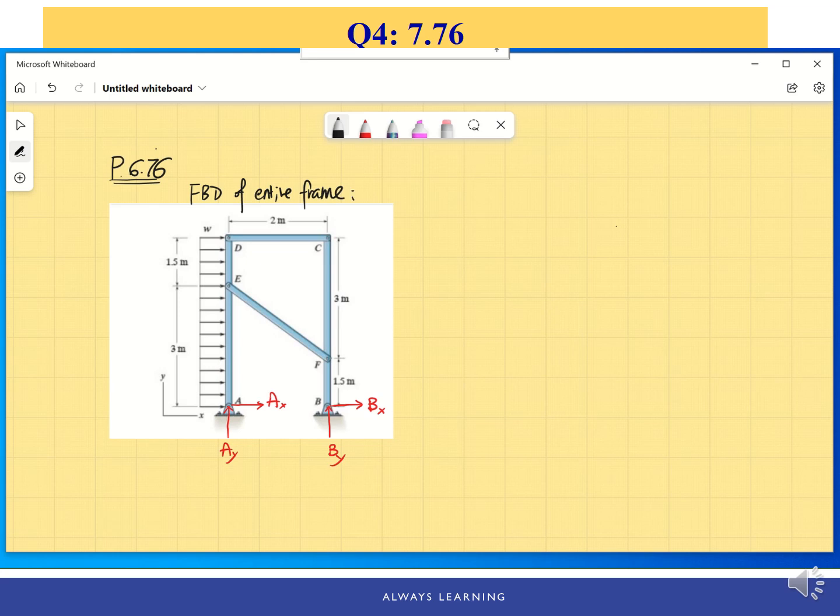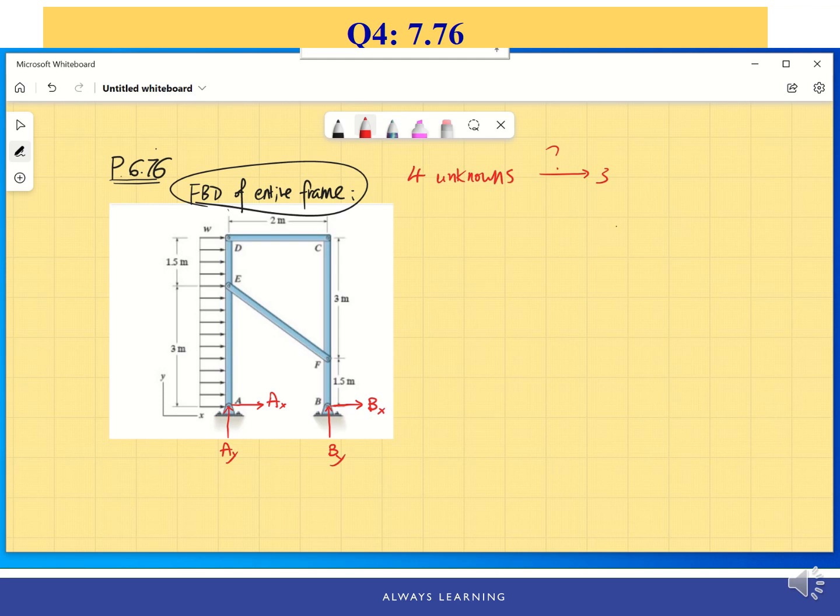Like this. However, we have four unknowns, right? Now we have, from this free body diagram of the entire frame, four unknowns but three equations. So we have to reduce the number of unknowns from 4 to 3. How do we reduce that? Well, that means we probably need another free body diagram.